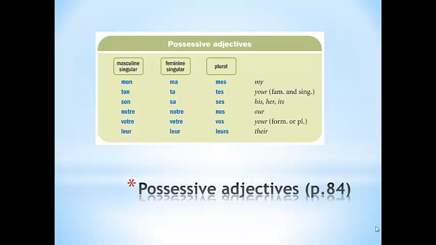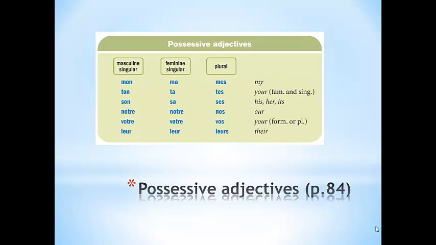So as you can tell from the last one, in spoken French, you can't tell the difference between the singular and the plural form, but context will tell you which one you're using. Of course, in written French, you would know which one you would be using because there's an S on the plural.